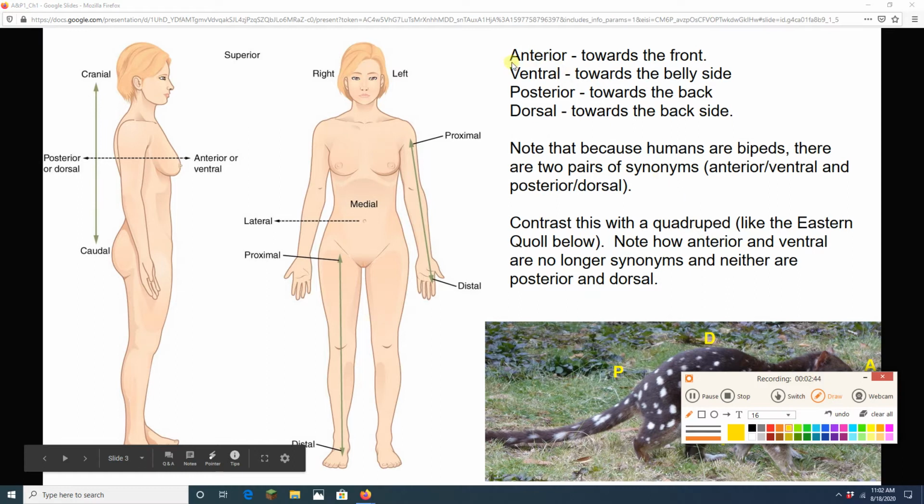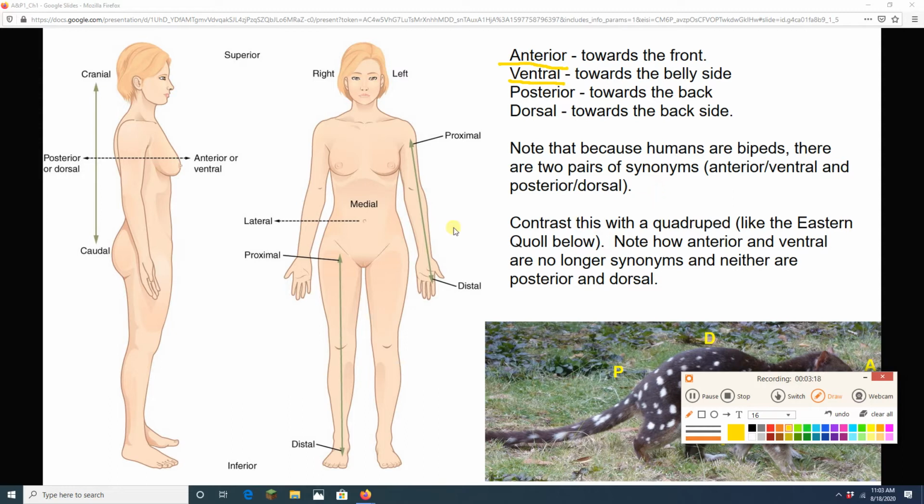Directional term number 1 is anterior. Anterior means towards the front. So think about where your face is, where your chest is, where your abdomen is, where your kneecaps are, where your toes are pointing. That is your anterior direction. Now, there's another word that's similar to anterior. That word is ventral. Ventral means towards the belly side. So in humans, like you and me, anterior and ventral are synonyms.